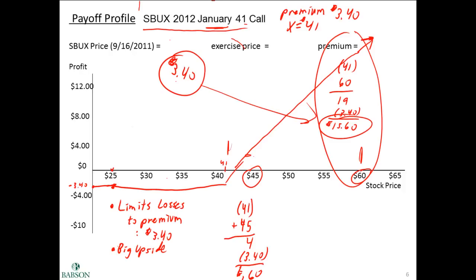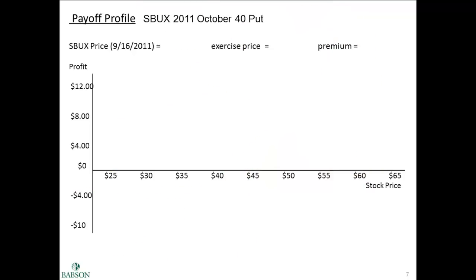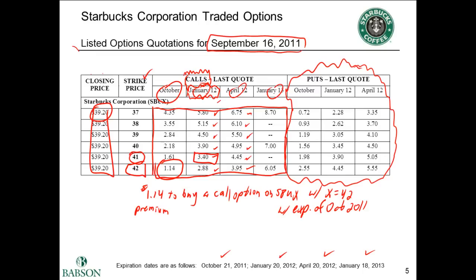So notice what a call looks like. A call looks like a hockey stick that's horizontal from the origin, and then it angles upward. How about a put option? So let's take a look at the Starbucks October 40 put option. So if you bought this, how much would it cost you? Let's go back to this.